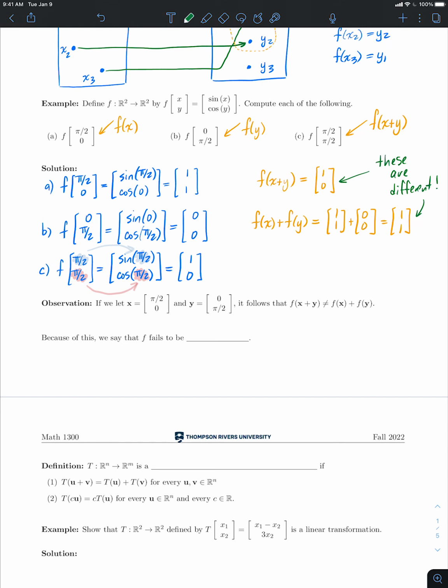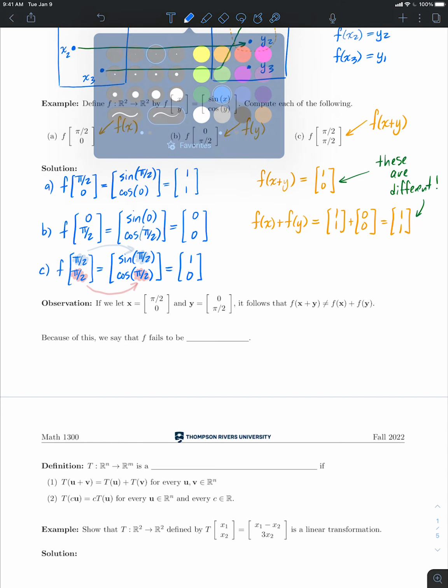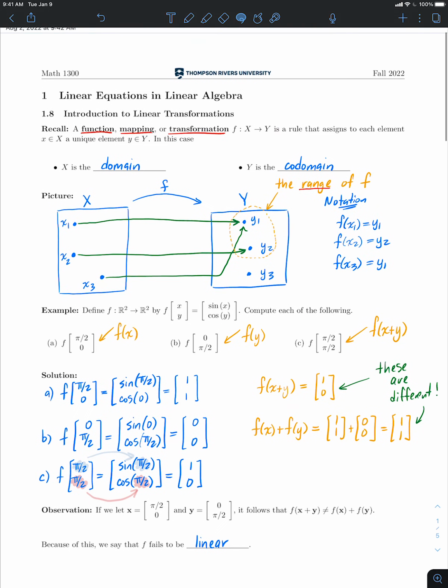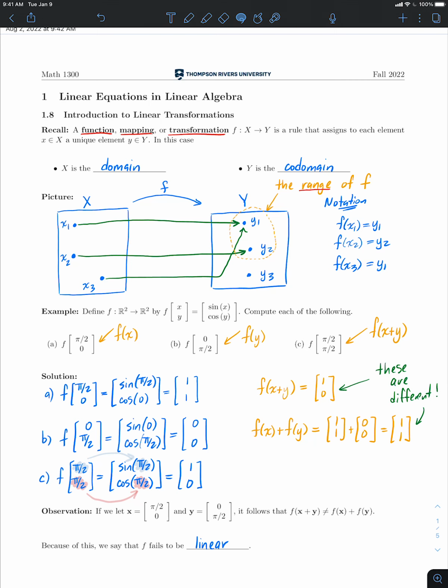So because of that, this function actually fails to be a linear transformation. Or let's just keep it simple here, we'll just say it fails to be linear. So at the beginning when I said, roughly speaking, linear transformations are functions that have nice properties, this is an example of a function that doesn't have the nice property, and I'll say more specifically what that property is on the next page.